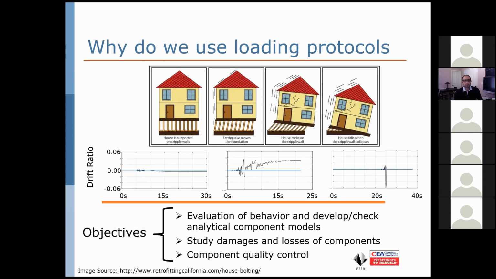It's a building on a cripple wall, and in the middle of the screen, you see drift ratios. These are different representative kinds of behavior that you see at the cripple wall, with a transition from a house supported on cripple walls with nothing happening on the left-hand side, all the way down to where the building will fall and collapse.